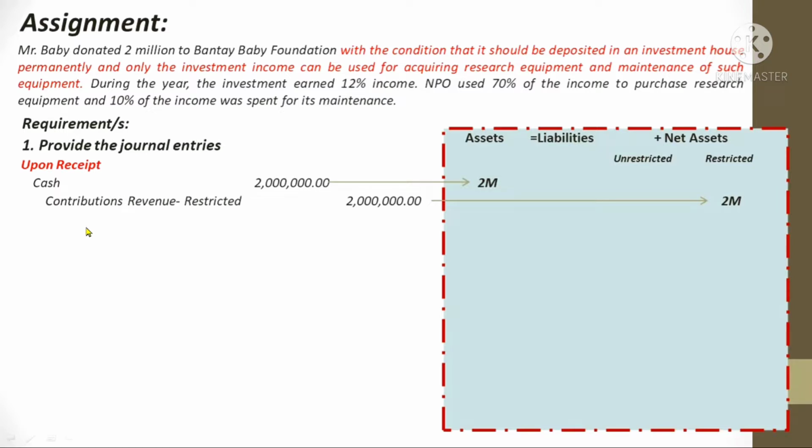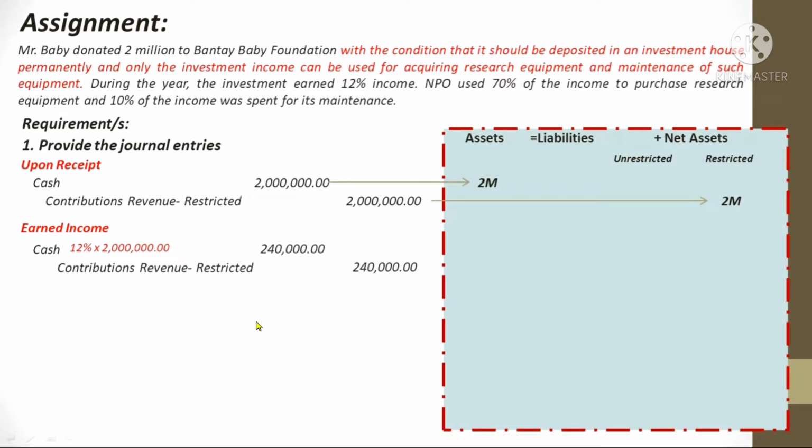It was stated that the 2 million donation, since it was invested, earned 12%, which if we convert it to an amount of money, is 2 million times 12% equals 240,000. And since there is no mention about the income being a receivable, then we debit cash 240,000, again that's 2 million times 12%, and then credit contributions revenue restricted for 240,000. I know you're wondering why it was credited to contributions revenue restricted, right? That's because, as stated in the given problem, the income can only be used for acquiring and the maintenance of research equipment. So it is basically temporarily restricted as to purpose. So that's the reason. Okay?